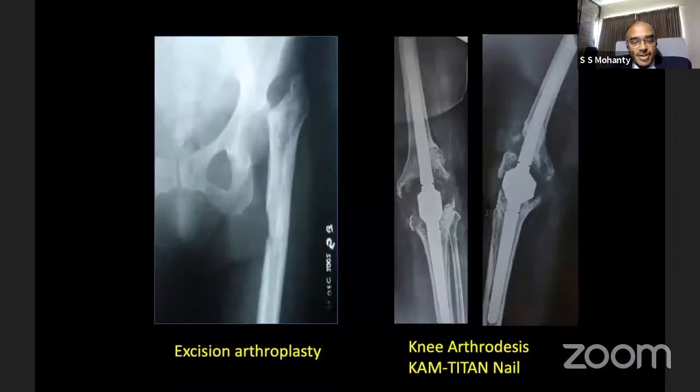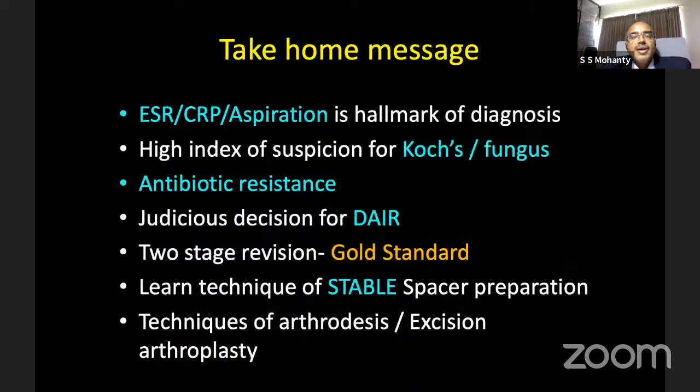At last, excision arthroplasty remains the option. Of course, one needs to follow that the calcar should hitch against the superior part of the acetabulum so that you don't get too much shortening. Nowadays, this compression nail is being used in some patients who can afford it, which provides very good stability for doing a knee arthrodesis after a failed second stage reconstruction.